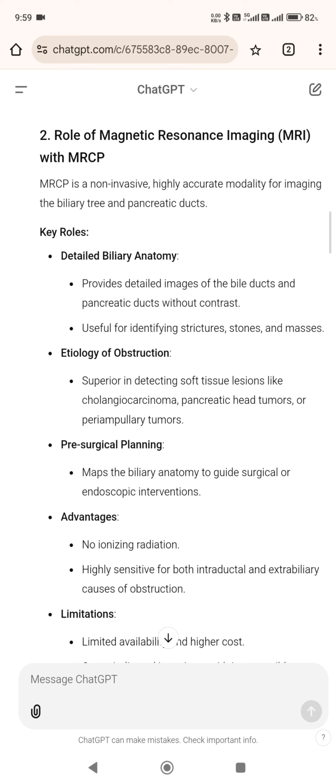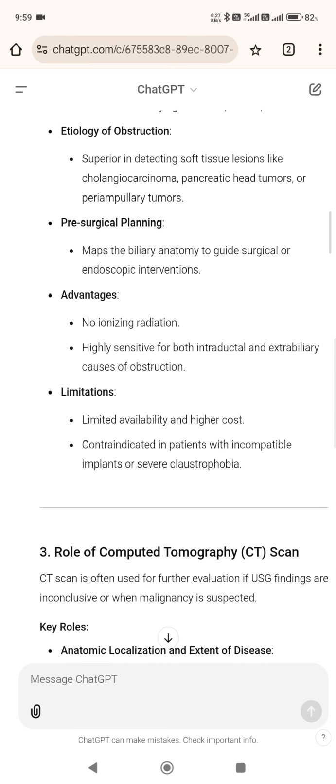Etiology of obstruction: superior in detecting soft tissue lesions like cholangiocarcinoma, pancreatic head tumors, or periampullary tumors. Pre-surgical planning: maps the biliary anatomy to guide surgical or endoscopic interventions. Advantages: no ionizing radiation. Highly sensitive for both intraductal and extrabiliary causes of obstruction. Limitations: limited availability and higher cost. Contraindicated in patients with incompatible implants or severe claustrophobia.